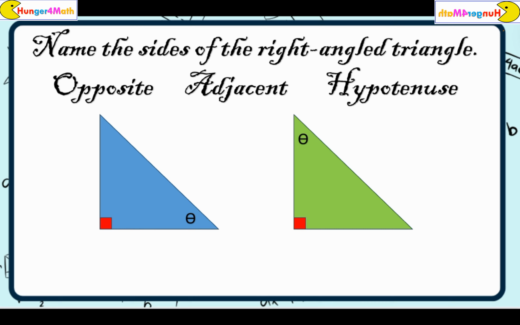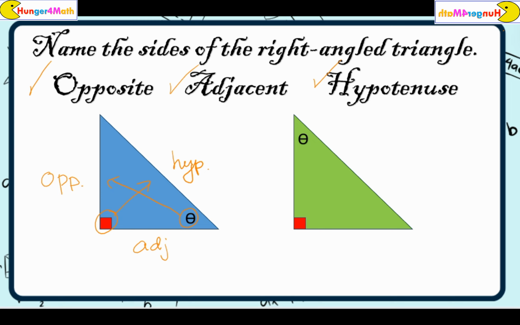Now let's name the sides of the right-angled triangle by opposite, adjacent, and hypotenuse. The opposite side of the 90 degrees, that will be the hypotenuse. The opposite of angle theta, that will be the opposite. And the third side will be the adjacent. So that's how we name the 3 sides of the right-angled triangle.